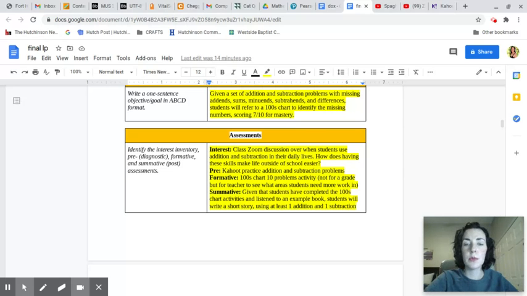The formative assessment would be the one that covers that objective above. Hundreds chart with 10 problems activity. This would not be for a grade. It would be for me to see what areas the students need more work in.